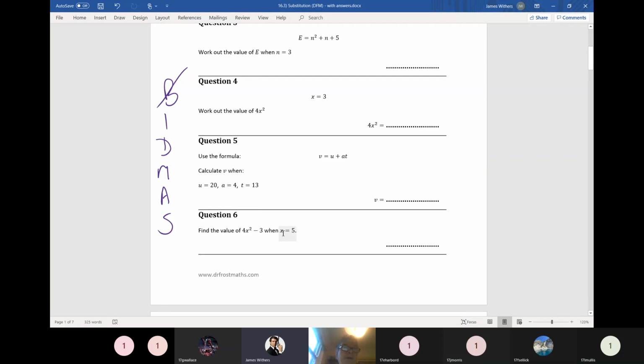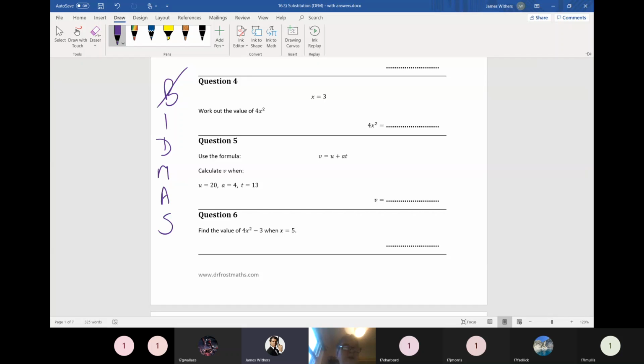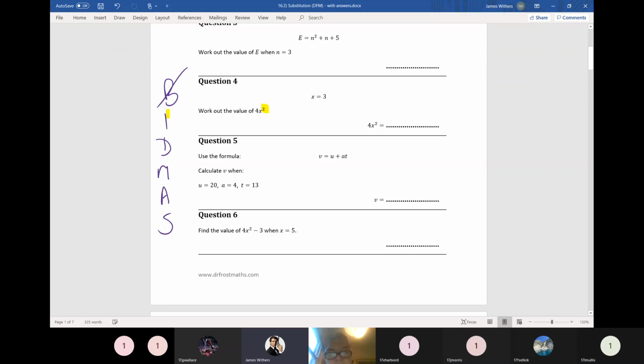With this one, we do actually have the power, don't we? We've got the power, which is the squared. So we've got to do that squaring first. You take whatever x is, which is 3, and don't times it by 4. Make sure you square it first. So 3 3s are 9, and then you times it by 4.